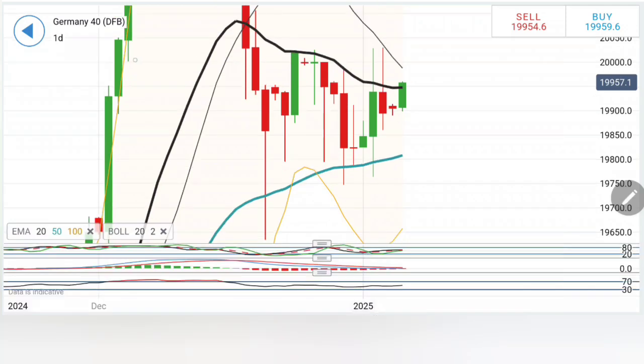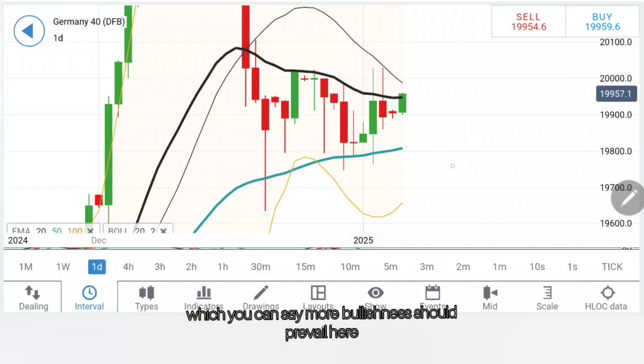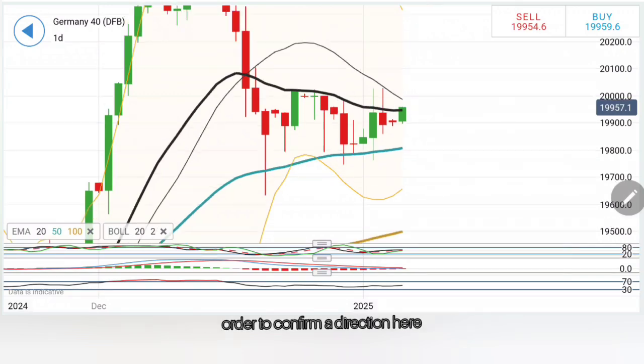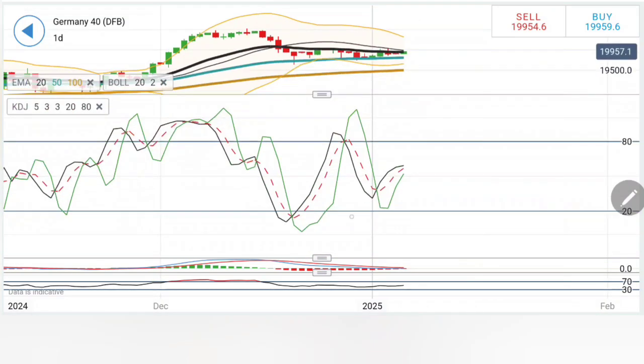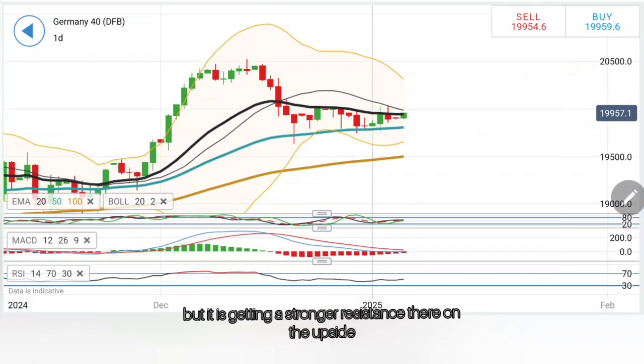Also a double top here, making 20,050 levels a greater resistance zone, above which you can say more bullishness should prevail here. So this has come down towards a crucial resistance, which it needs to break with force in order to confirm a direction here. Yes, the stochastic, MACD, RSI all are showing a little up move, but it is getting a stronger resistance there on the upside.